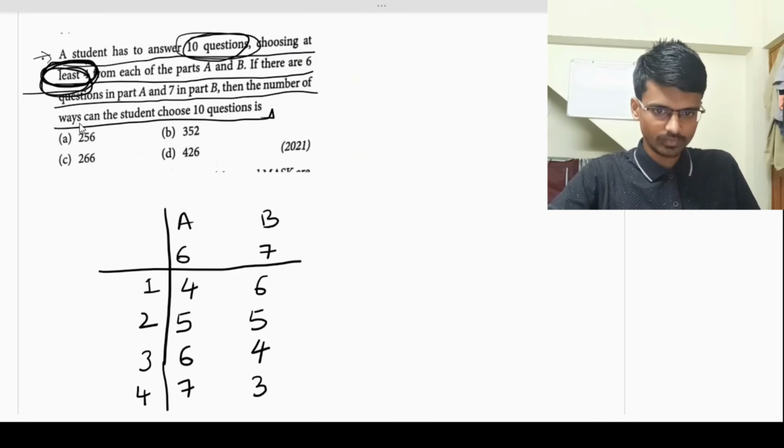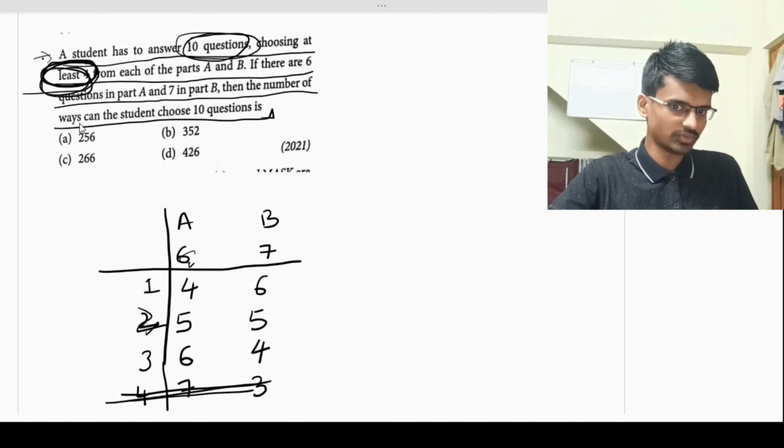So he cannot solve just 3 questions from part B. So this case needs to be eliminated. Okay, we cannot take this case. So we only have 3 cases. Sorry. So first case, second case, third case.